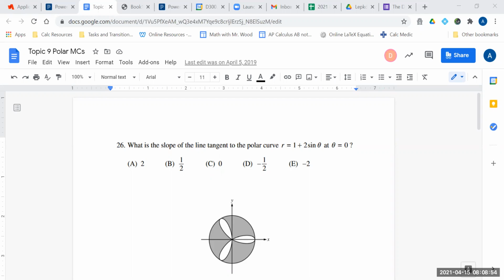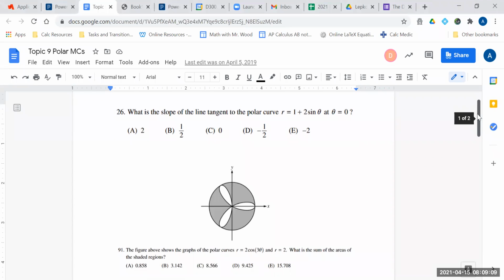This is a BC only topic. It's on polar. Wanted to look and share a brief few comments about the multiple choice questions. So 26 is a non-calculator question. Hope you've read it. If you haven't read it or done it, we need the slope.